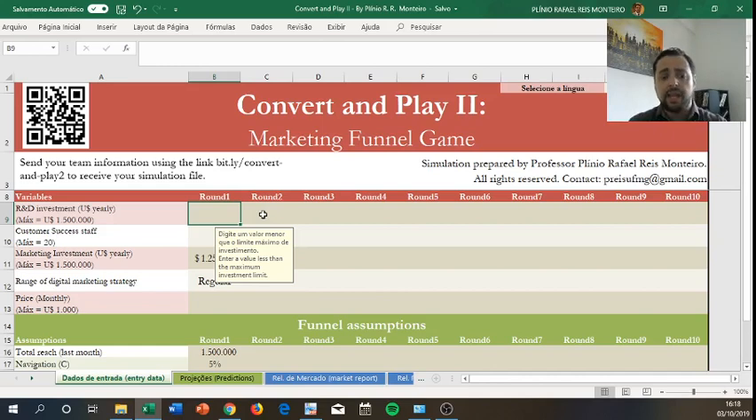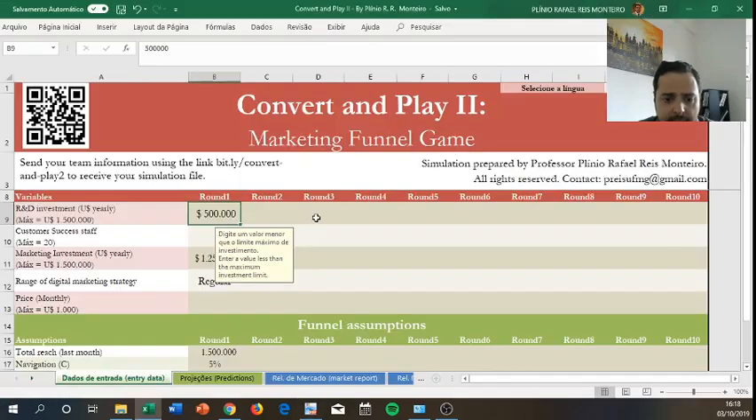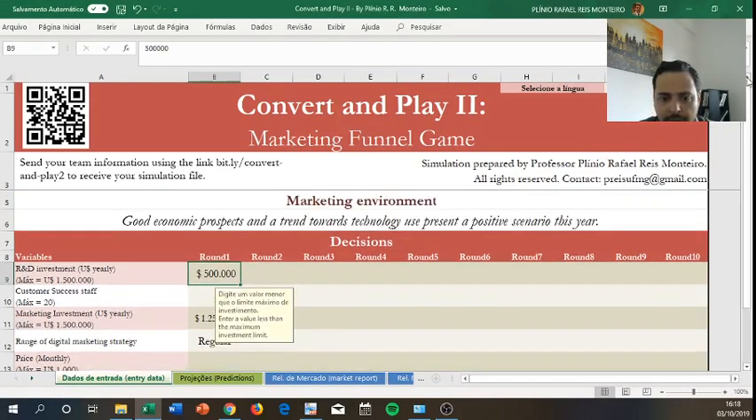And I believe that in the beginning I have a good software, and I'm not thinking about having a great improvement in the first year. So I don't invest too much, I just invest $500,000 on that.